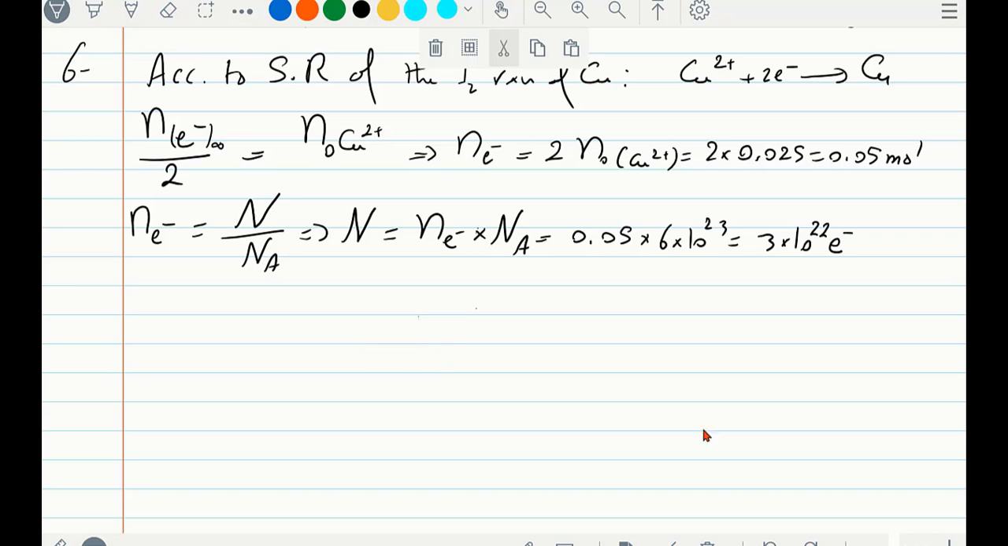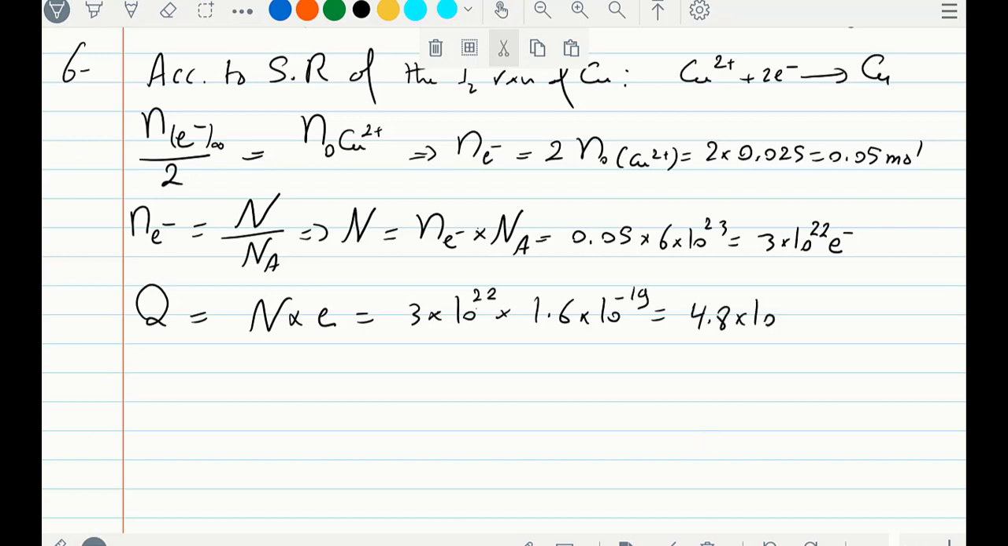Now, the quantity of electricity Q equals N times the elementary charge. N is 3 times 10 to the power 22 and e given equals 1.6 times 10 to the power minus 19. The quantity of charge equals 4.8 times 10 to the power 3 coulomb.